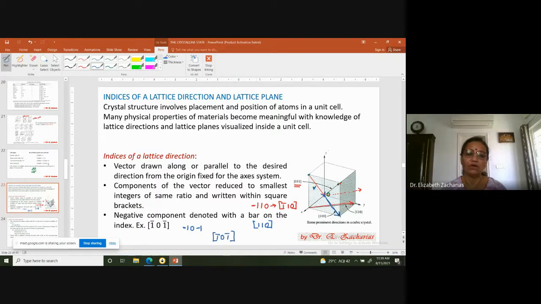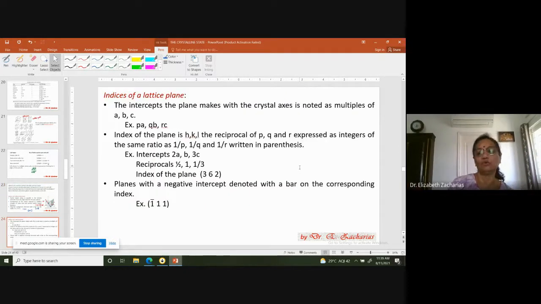I am not going to talk more than this because the book itself is only talking this much about it. So if you have vectors given to you, reduce them to the smallest integers of the same ratio and write them within a square bracket. So that gives you the lattice directions. SPM, you've already done it. So I'm just going to touch as much as the book wants us to do.